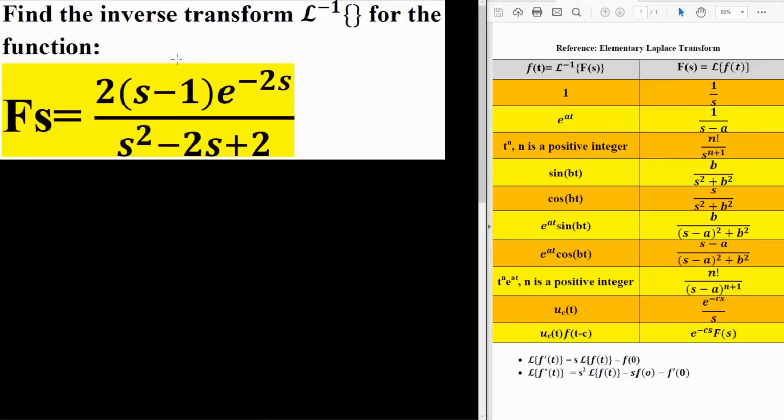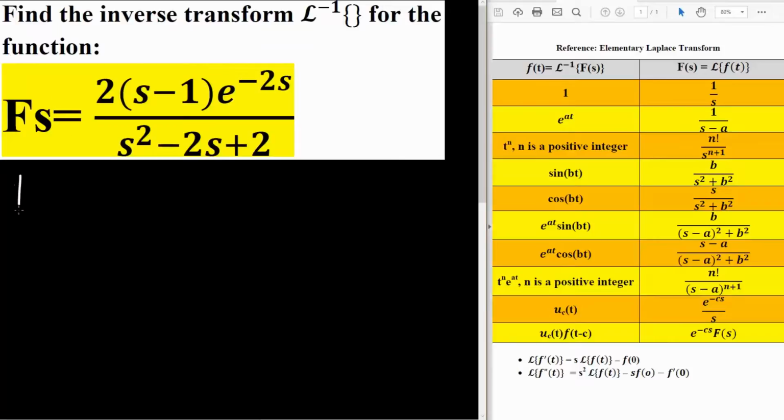Okay, in this video, we want to find the inverse transform for the function F(s) is equal to 2 times (s minus 1) times e raised to negative 2s divided by s squared minus 2s plus 2. And so let's get started. Pretty much we just need to rearrange what we have.